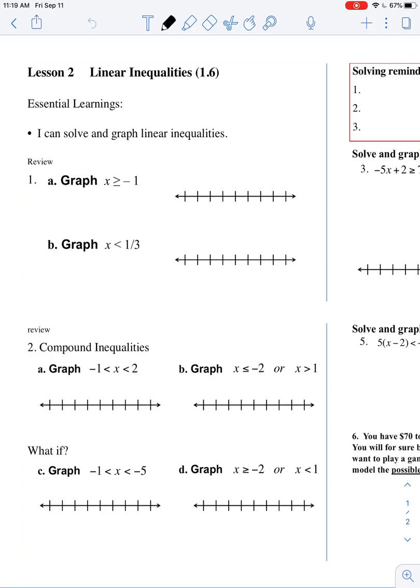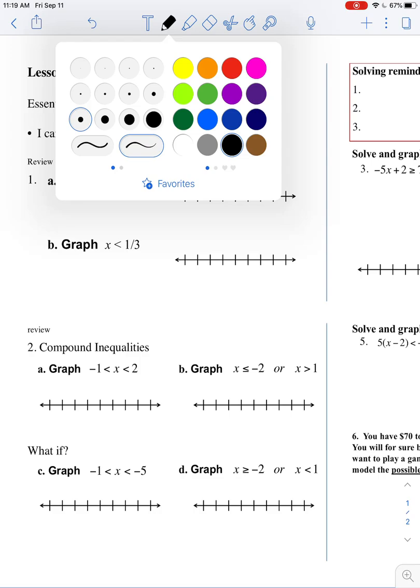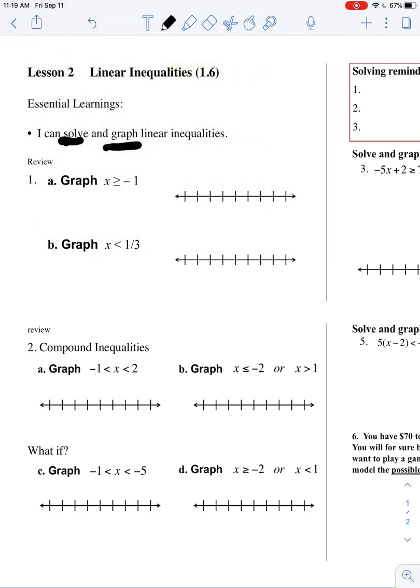Alrighty, folks, we are ready to roll. We're going to learn us some linear inequalities. We're going to be solving, we're going to be graphing, we're going to be doing all kinds of fun things. We're also going to maybe not write so fat, because that's really hard to see. All right, so this is review. You already know all these things.